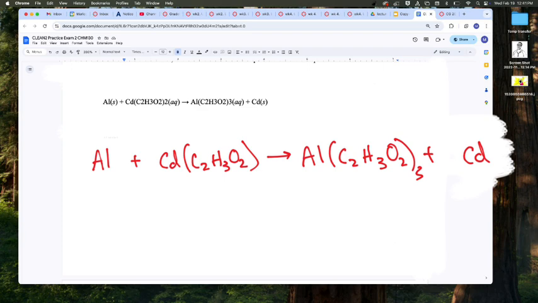Oh, yeah, I put the parentheses, but I didn't drop the number in. That's the 2? Yep. I would love to say I did that intentionally. Okay, where do we start? Aluminum. How many aluminums on the left? 1. How many aluminums on the right? 1.